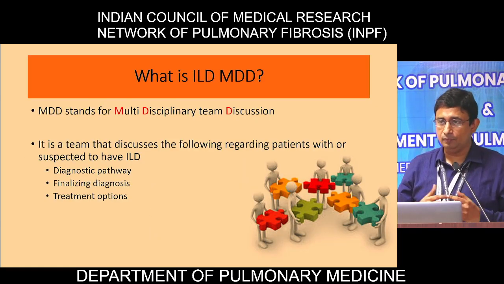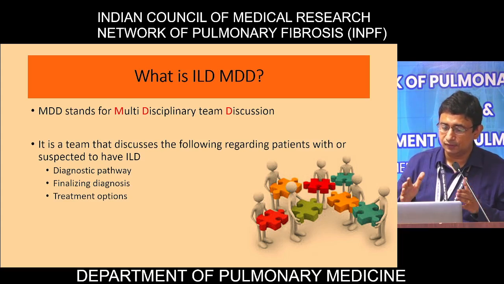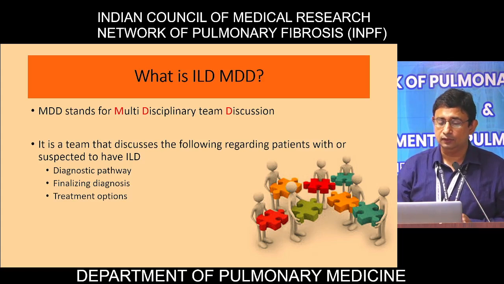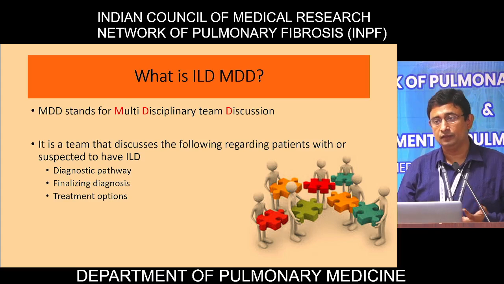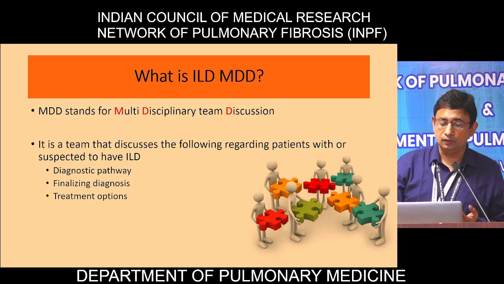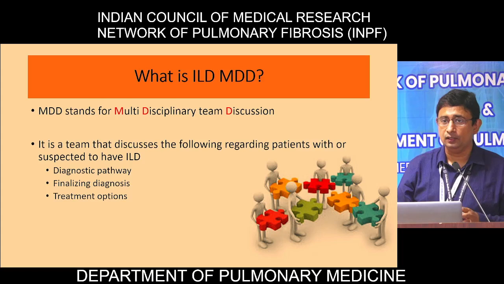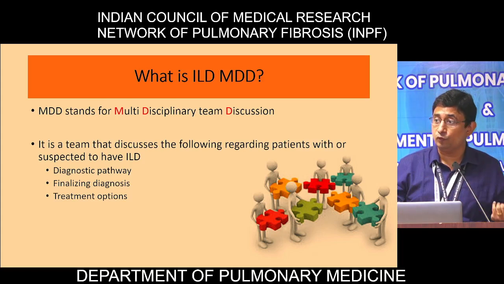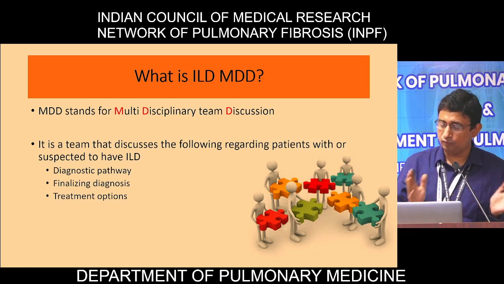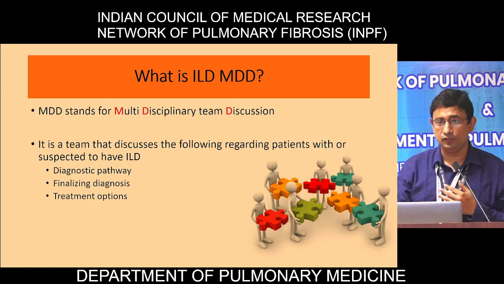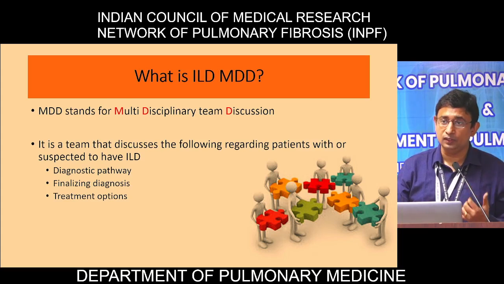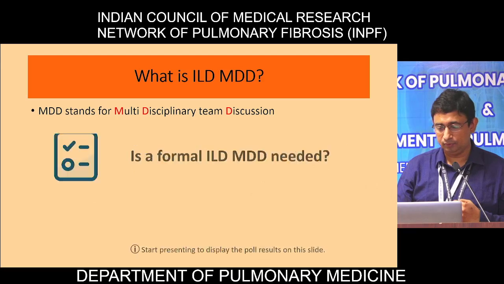It's actually called ILD MDT, a multidisciplinary team discussion, and it discusses the following things with regards to a patient who is suspected to have ILD. It helps in the diagnostic pathway and coming to a diagnosis. It helps in deciding treatment options, and in certain situations we use it a lot for ambiguous situations in follow-up as well, where there is lack of data globally, but I'll share what we have experienced over the last 6 years when we formally started our structured ILD MDT.